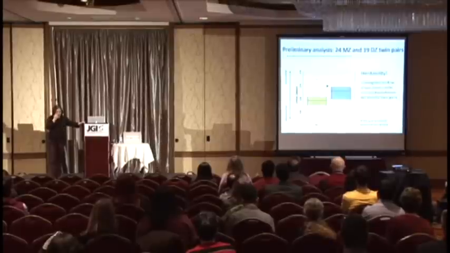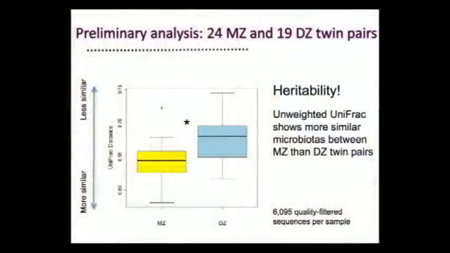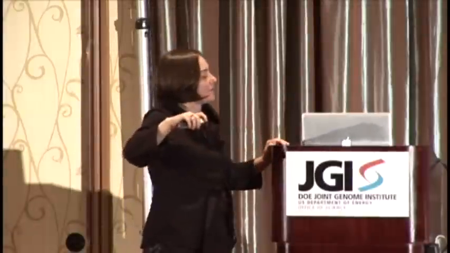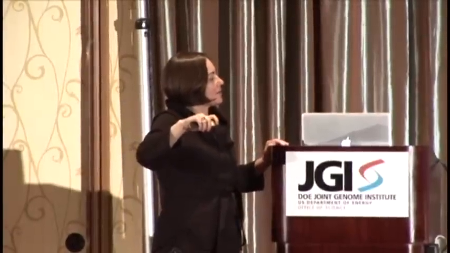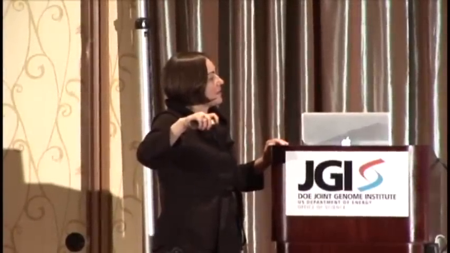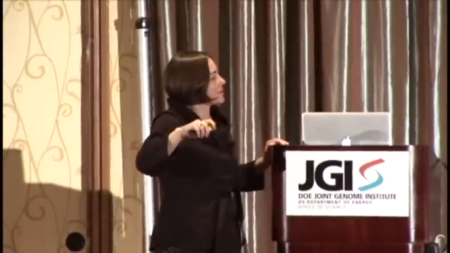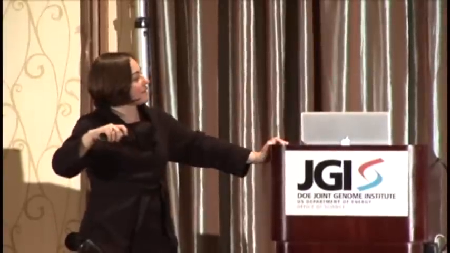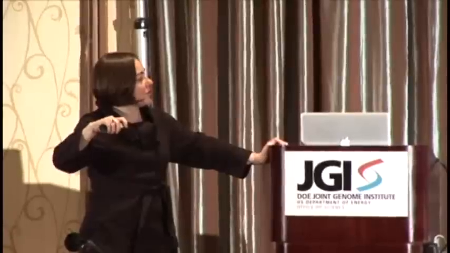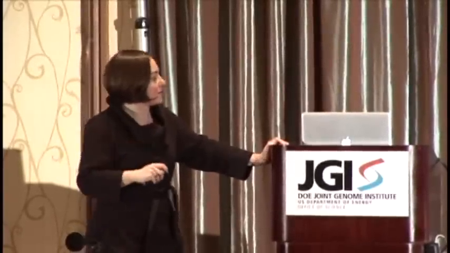So this is very preliminary data from our first set of twins, 24 monozygotic twins and 19 dizygotic twin pairs. And this is the same analysis again that the Turnbaugh 2009 paper performed, computing UniFrac distances, which give you an idea of how similar communities are overall using the phylogeny information. And here we see in this group a significant difference between MZ and DZ, where the MZ twins have more similar microbiotas than the DZ twins. And so this is telling us that there's something here under host genetic control, there's heritability, and there's something to go after to find out what host genes could be driving this.